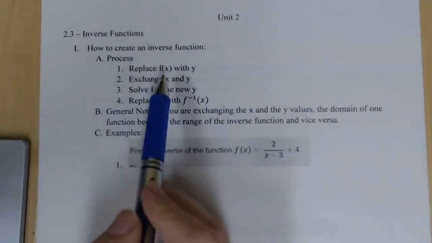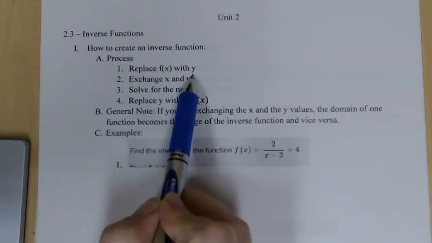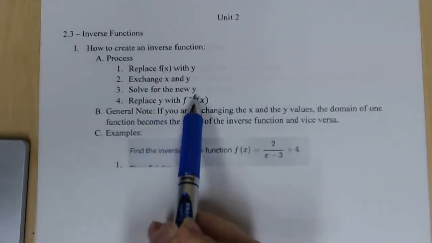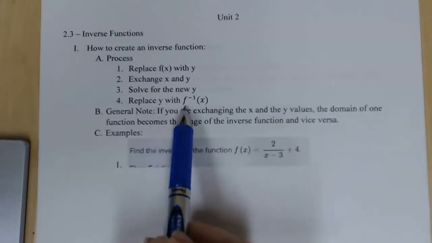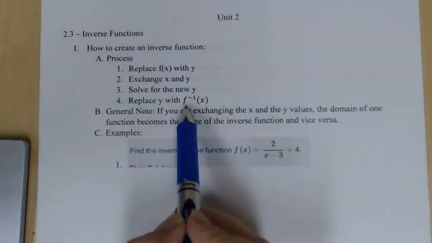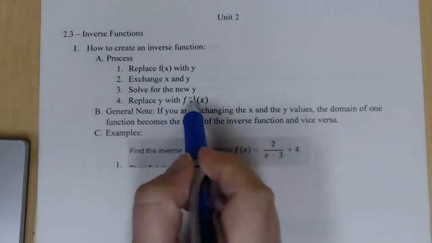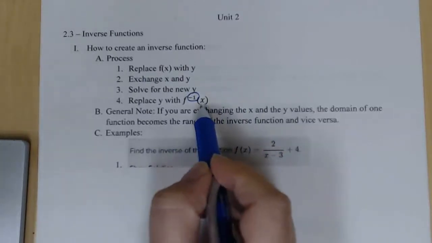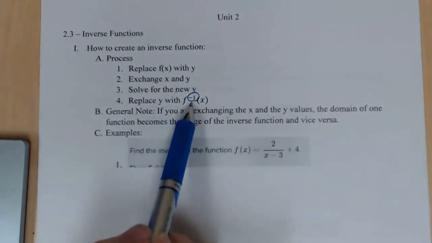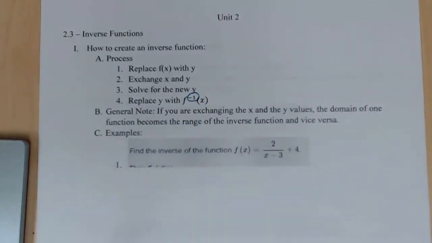Here are our steps. We're going to replace f of x with y. Exchange our x's and y's. Solve for the new y, and then replace y with f to the negative 1 of x. So this means f inverse, you place a small negative 1 between the f and the x. And so if in the instructions they just tell you to find f inverse, that's what that notation means. Similar to section 1 in this unit, where the notation was your instructions.